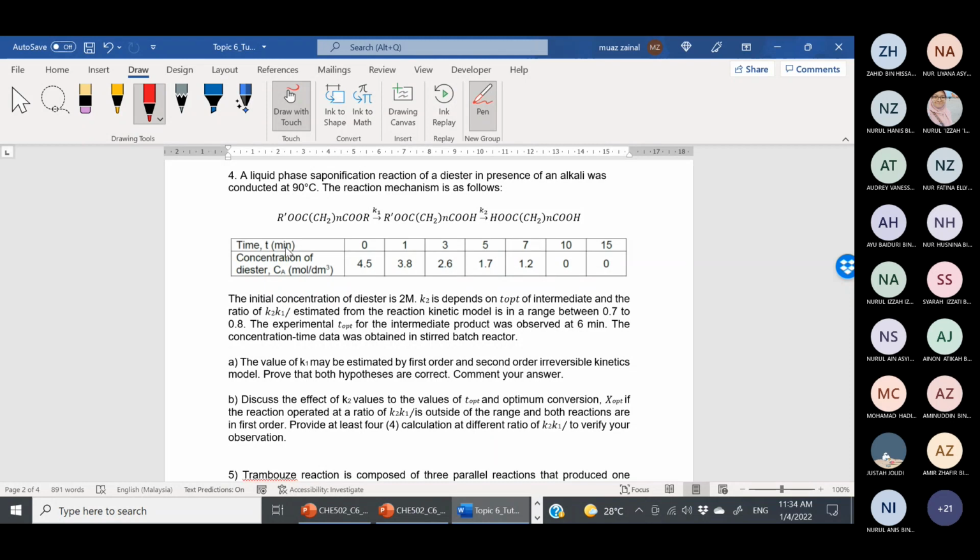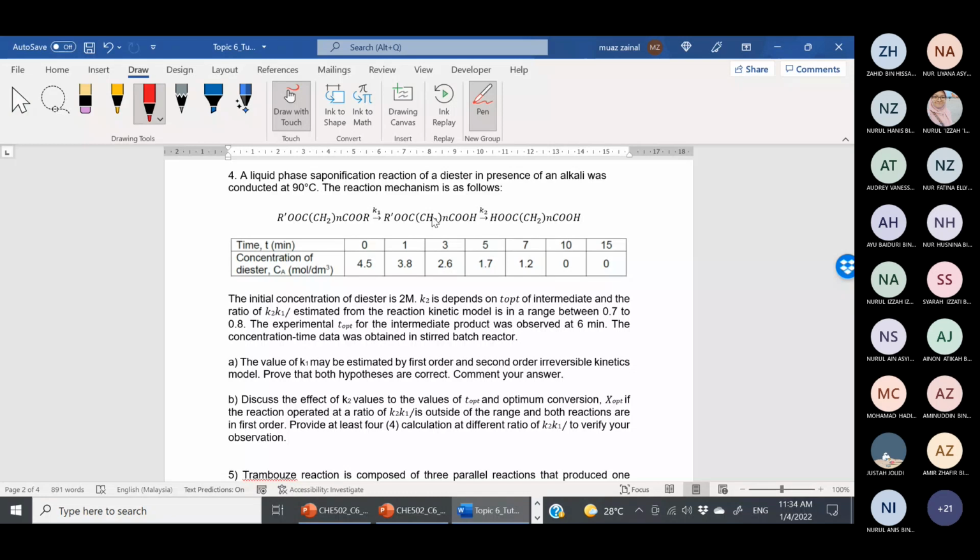Here, this is in a liquid phase whereby they conducted at temperature 90°C. Kalau you tengok, this is in a series. Sekarang ni dia bagi data in term of time and also concentration of A for each respective time. Daripada situ juga dia bagi what is CA0. CA0 is 2 molar. And then dia kata K2 is dependent on the T-op of intermediate.